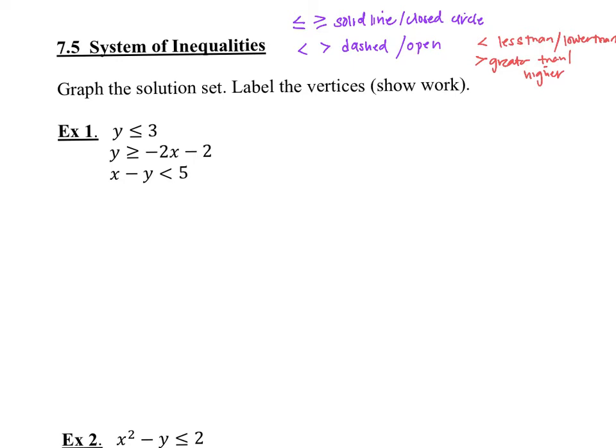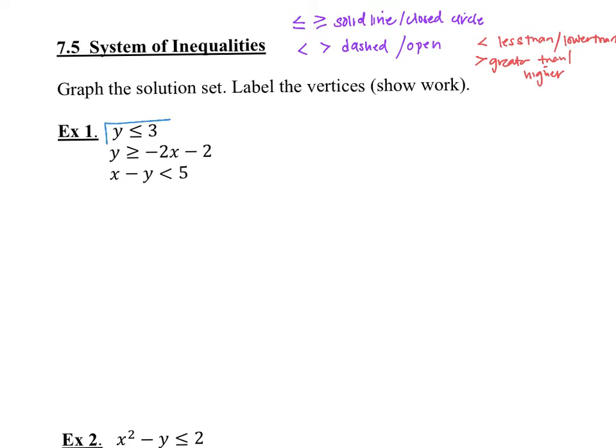Because we're going to end up calculating the vertices anyways, your graph can be a fairly accurate sketch. I don't have graph paper, so your graph can be about as accurate as mine is. There are three inequalities here. I'm going to graph all three, and then I'm going to find the solution set. The solution set is the overlapping regions of all three inequalities.